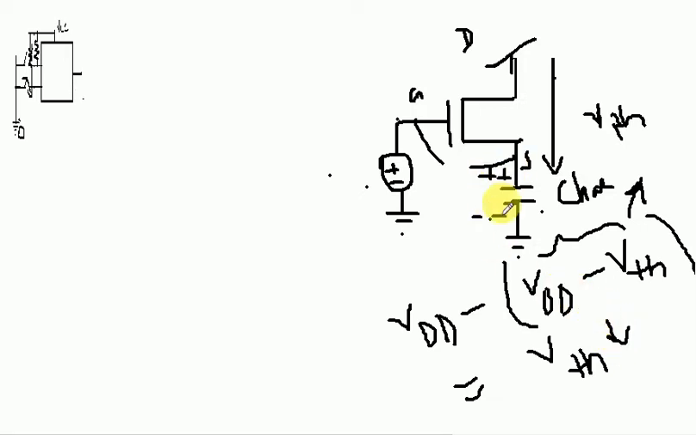That is, my capacitor or output load can never charge up to VDD. So the main conclusion is that a single NMOS circuit cannot pass a logic 1 strongly. Same thing can be shown for a PMOS: a single PMOS cannot strongly pass a logic 0.